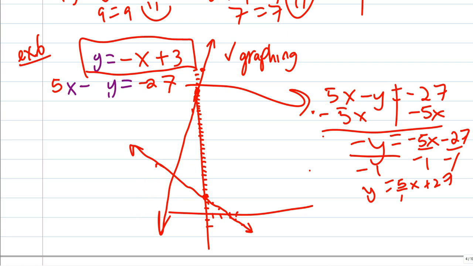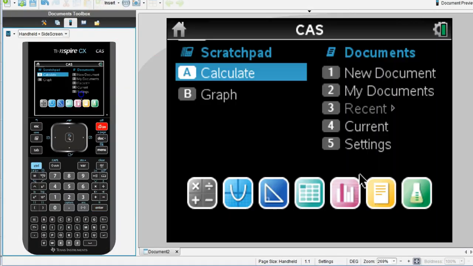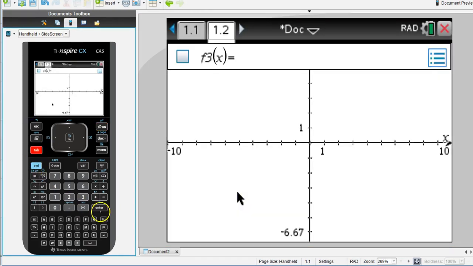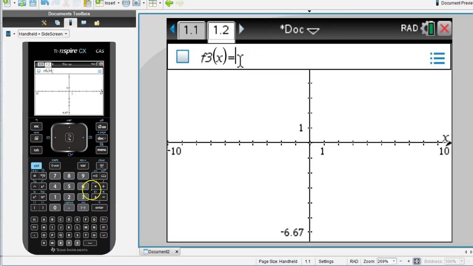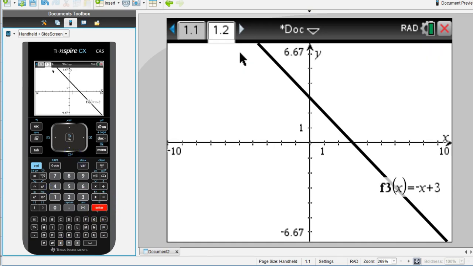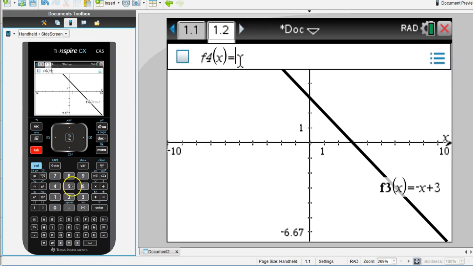So the good news is there's other methods, and this is kind of where this leads in. Could I use technology on this one? Sure. Negative x plus 3. What was it? Negative x plus 3. We had no problem with that. And then we had 5x plus 27.